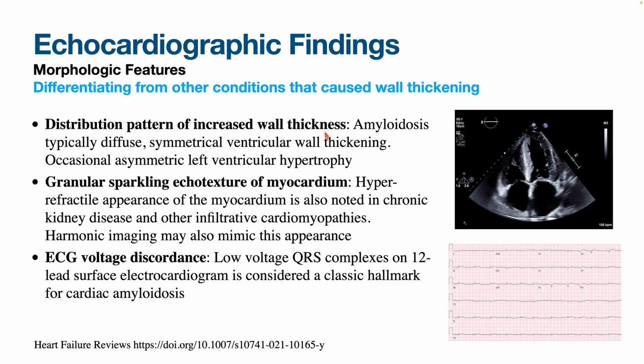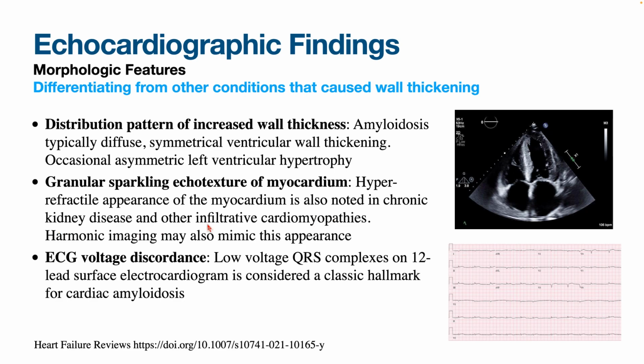So when you see a thickened heart, again, the message is we should really do more GLS to try to look for the specific pattern that we're going to describe with the cherry on the top, for example. And the other thing is the granular sparkling echotexture of myocardium. So we can see similar patterns among patients with chronic kidney disease or other infiltrative cardiomyopathies. Again, harmonic imaging can also mimic this appearance.